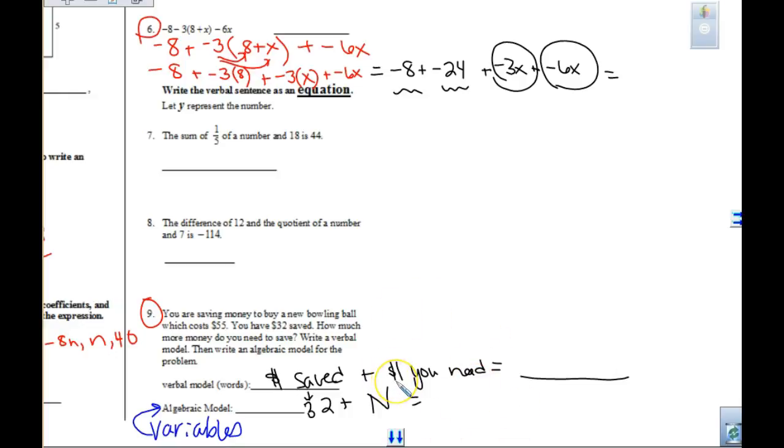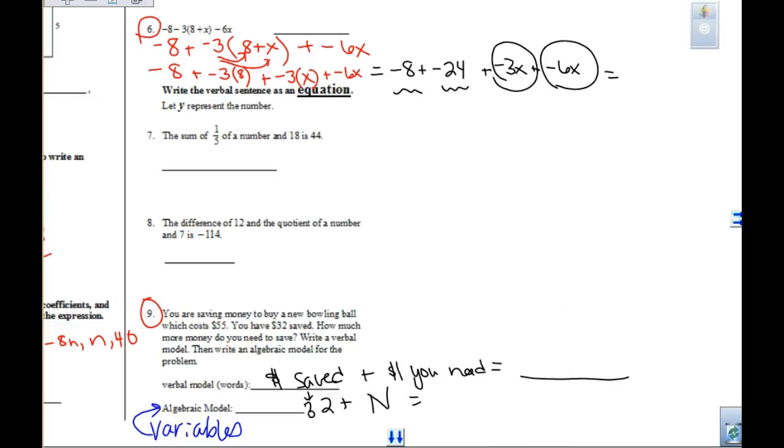Could you also do like the 55 minus 32 equals x? Well, it depends on what you had up here for your verbal model. So you wouldn't have had the same verbal model then, right? If you have the right verbal model, I would probably let you use that. Okay? Anyone else questions?